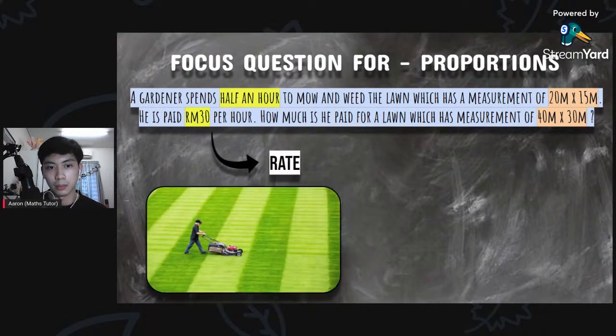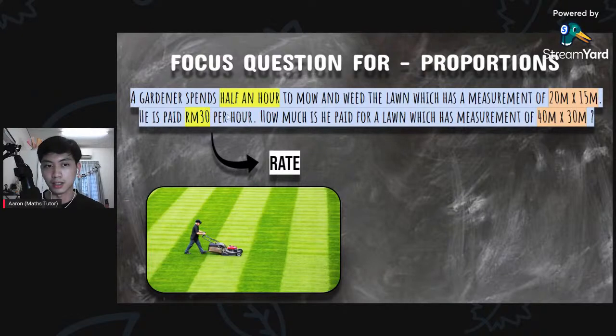This is the photo. This is the lawn, and they mow it and weed it. So this gardener needs half an hour to finish his task, with the measurement, this one is the area of the land. Then he is paid 30 ringgit per hour. Every hour he gets 30 ringgit.